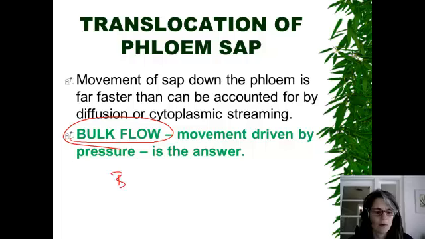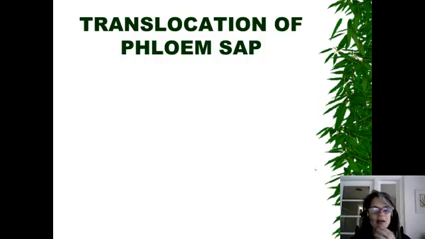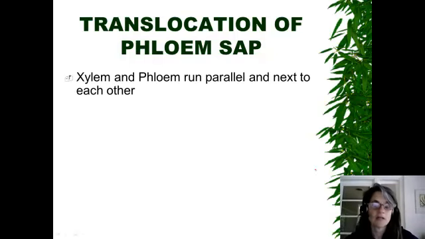Bulk flow is movement of large amounts of substances using pressure. In transpiration, it was a pulling or negative pressure. Here we're going to have that positive pressure.